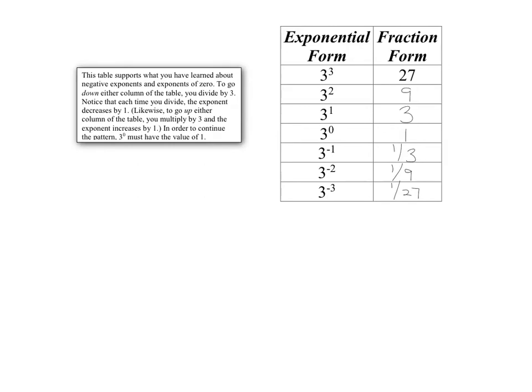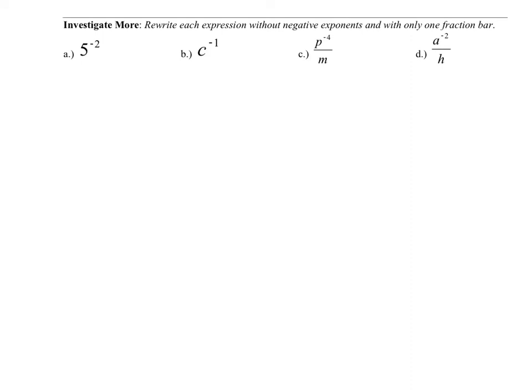Let's go ahead now and take a look at the next page and examine some of these problems. So it's safe for us now to say that 5 to the negative second is the same as saying 1 over 5 to the second. And since 5 to the second is 25, we would say that the answer is 1 over 25.